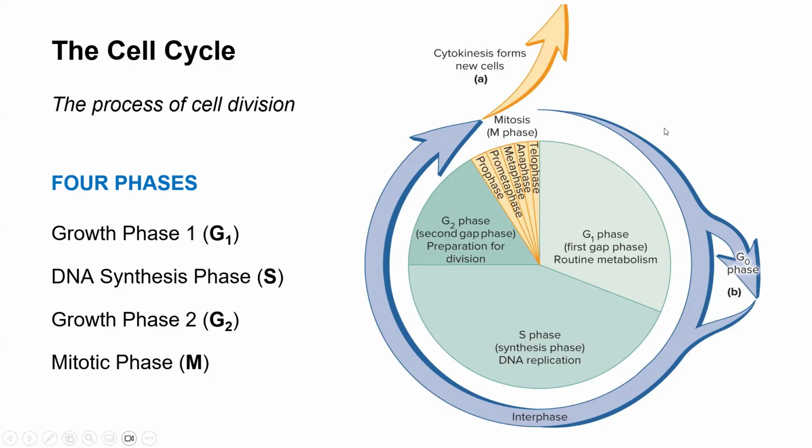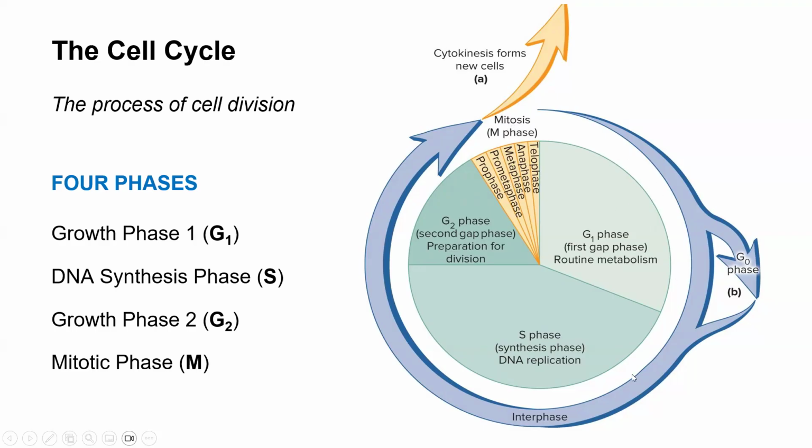So let's talk about it real quick. G1 is our normal cell, routine metabolism. Our cell is just going along and trying to grow. In S phase, we're going to actually get DNA replication, so we're going from one copy to two copies in preparation to be able to divide. Our G2 or growth 2 phase is really when we're making our final preparations for cell division. We're making sure we have everything ready to go before we enter our M phase or mitotic phase.